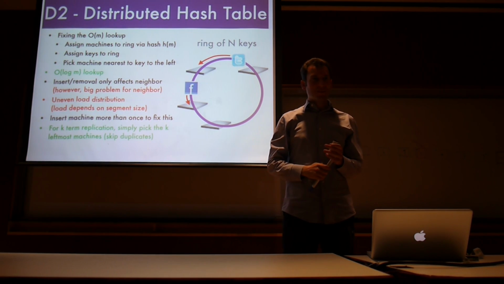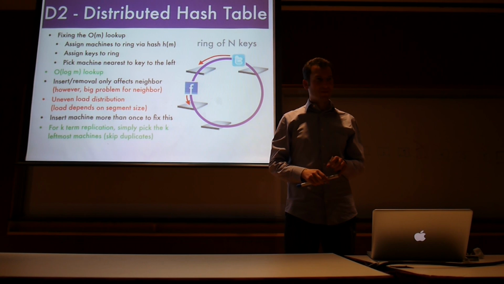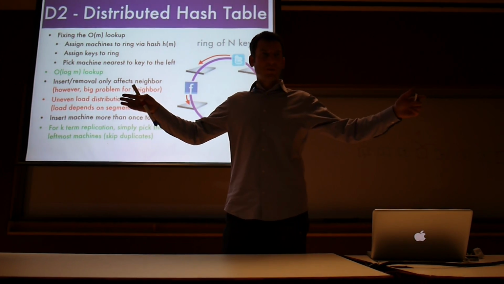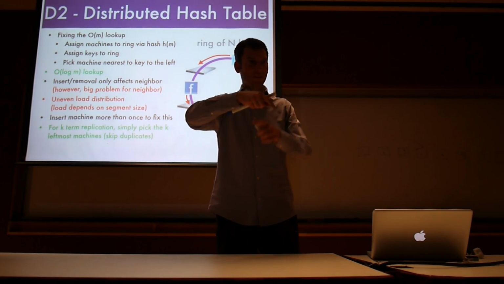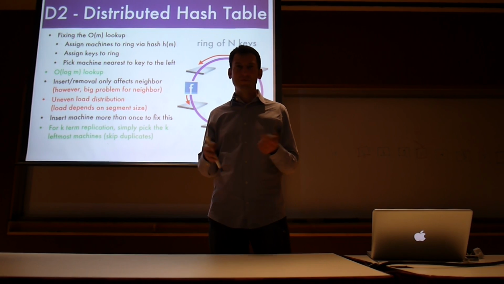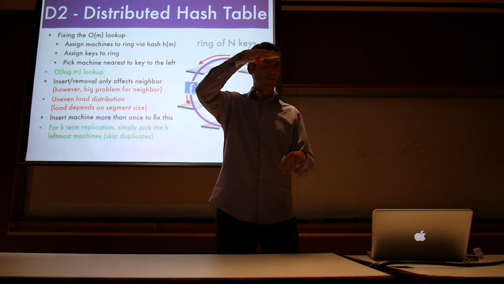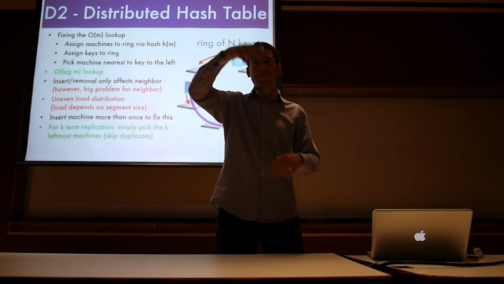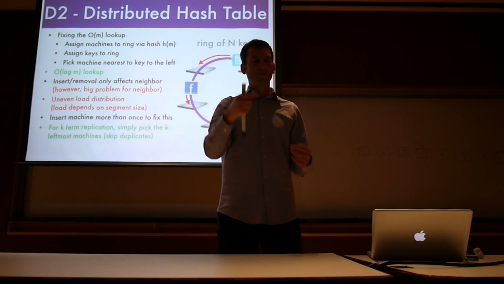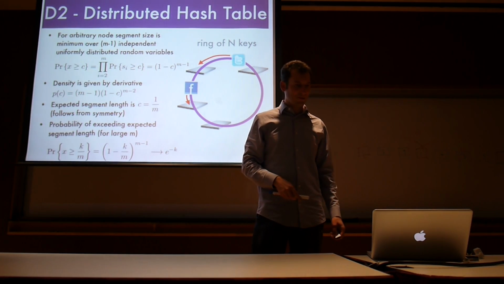So how can we fix this? You basically insert each machine more than once. So rather than representing all the resources of one machine by one point on the DHT, you insert it maybe 10, 20 times, maybe only 5 times, and that will make sure that each chunk is now smaller, and so the sum over those chunks is still going to be uneven, but it's going to be a lot more evenly distributed. So let's actually analyze that a little bit more in detail.